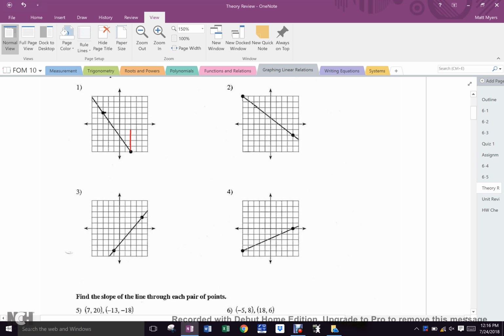1, 2, 3, 4, 5, 6, 7. 1, 2, 3, 4, 5. Negative 7/5.